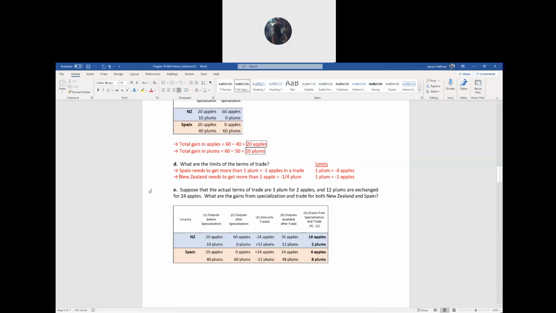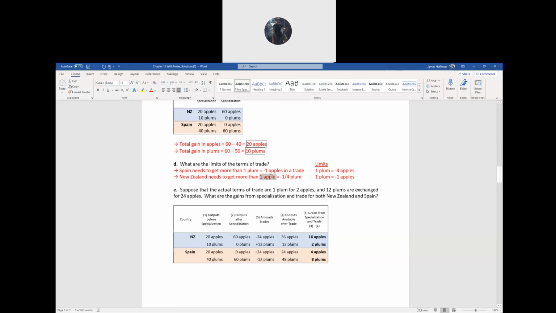New Zealand needs to get more than one apple equals one fourth of a plum. Okay, so for the first two statements, all you have to do is start with Spain, know that they're specializing in plums, and state the original opportunity cost for plums. And then we know New Zealand is specializing in apples. State that and state the original opportunity cost for apples. Okay, so this is what Spain needs to beat.